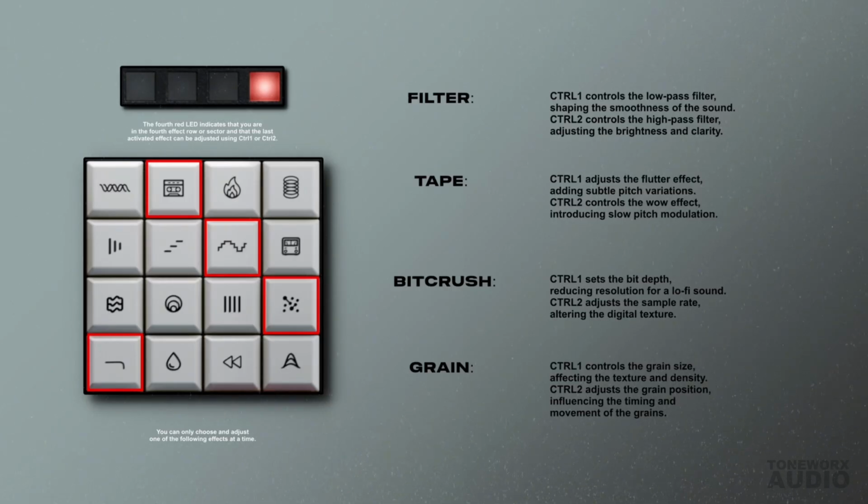Lastly, for the grain effect, Control 1 controls the grain size, affecting both the texture and density of the sound. Control 2 modifies the grain position, influencing how the grains interact with the audio and move through the soundscape.